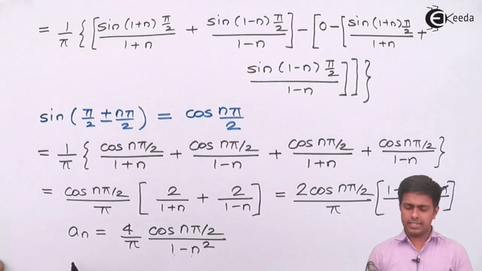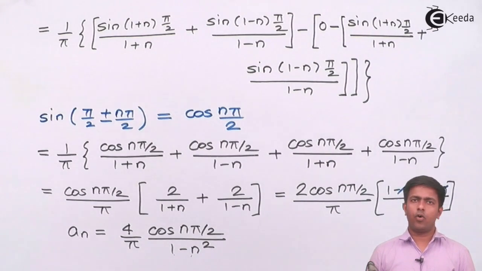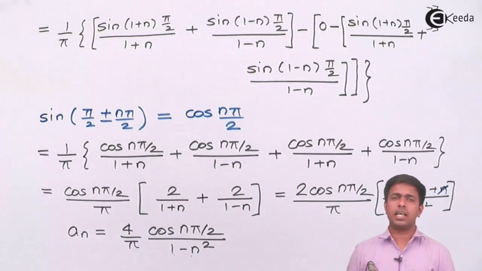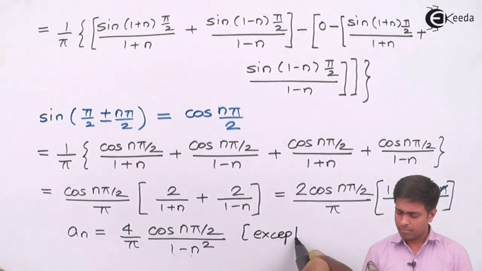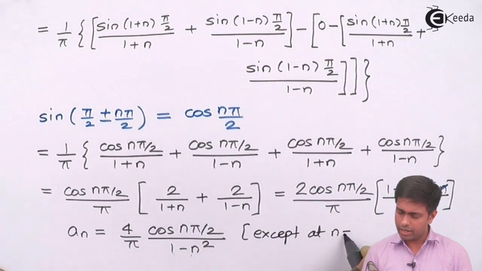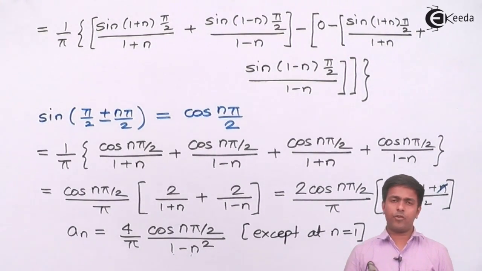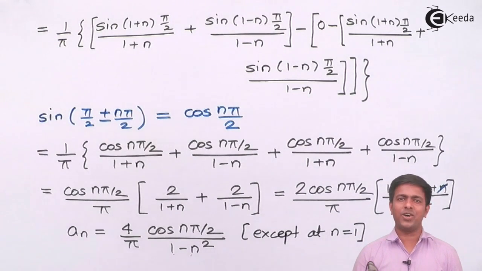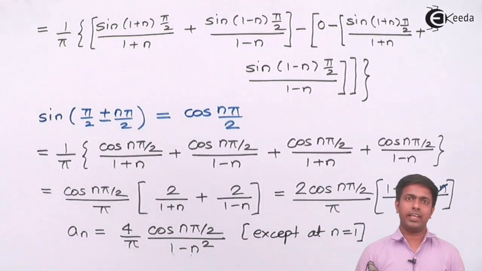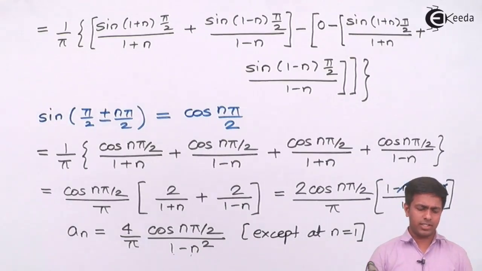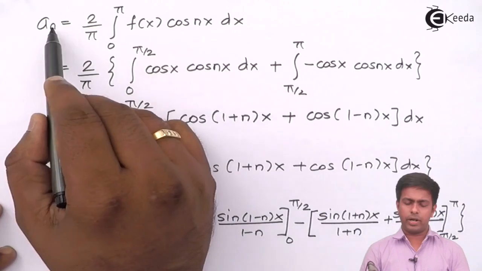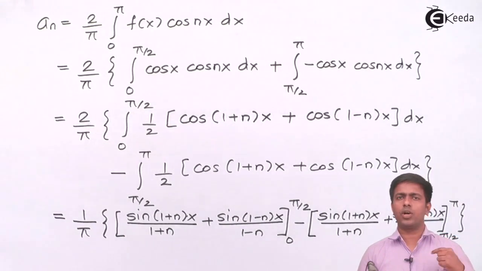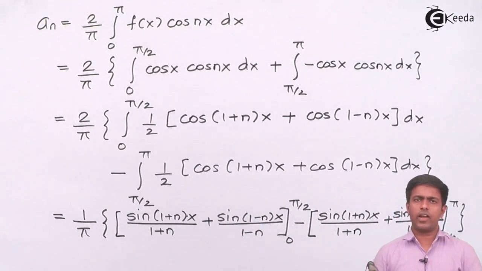So therefore this answer is valid for all the values of n except at n equal to 1. So here I'll say except at n equal to 1. So therefore guys, at n equal to 1 we have to find out the value of an again. So how to get that value? So it's simple. Here we had started. So in this we will put n as 1, because at n equal to 1 we are getting the answer as infinity. So let's find out the finite value of a1 separately.